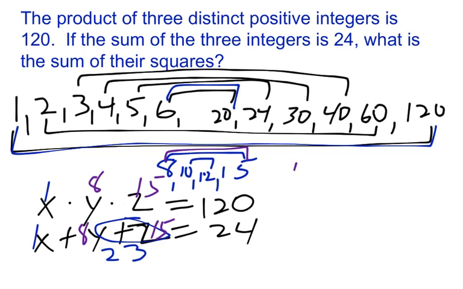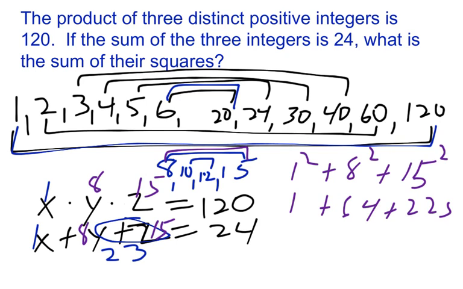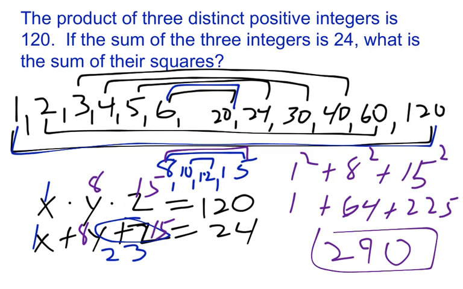So now if I square them, 1 squared plus 8 squared plus 15 squared, that gives me 1 plus 64 plus 225. Add those all up, and we get 289. 290 would be our final answer. Hopefully you got that right. If not, rewind it and try it again.